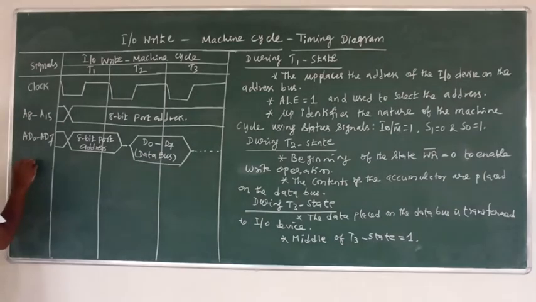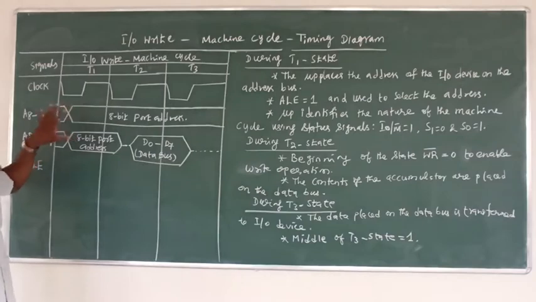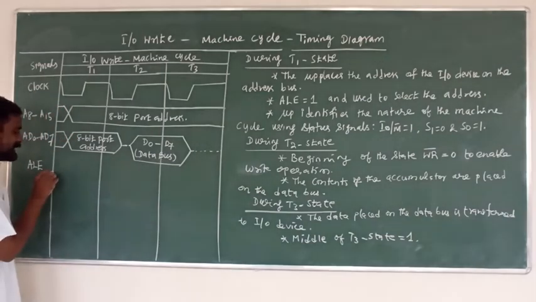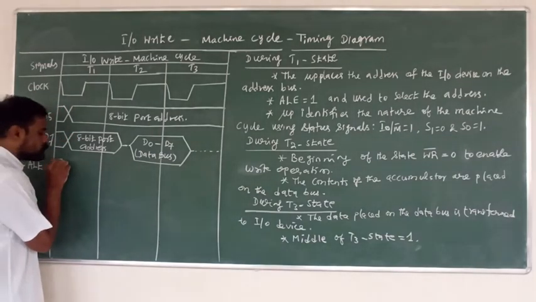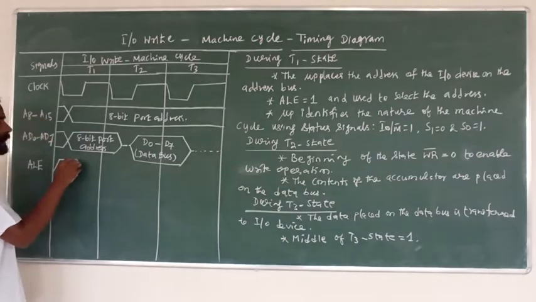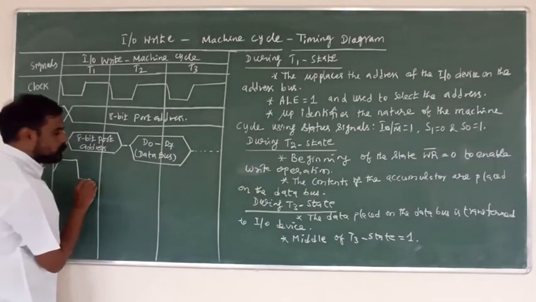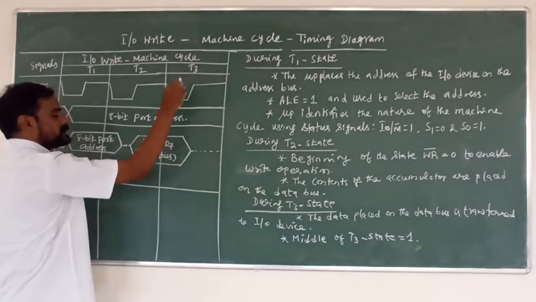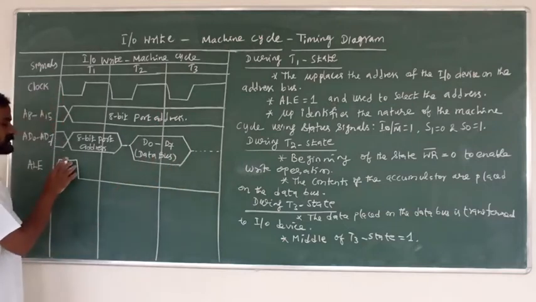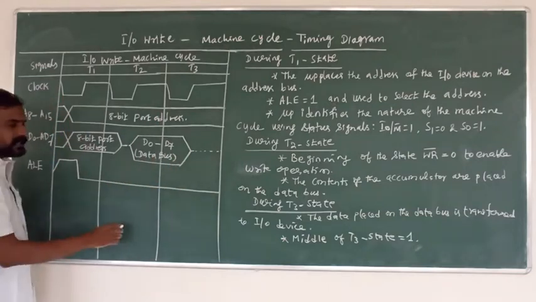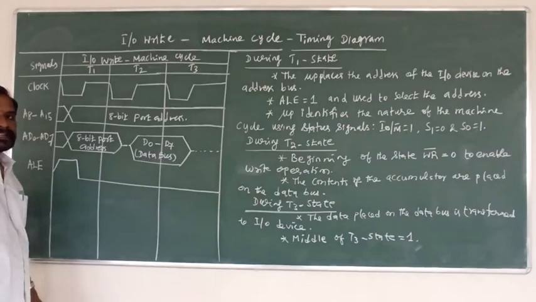Next, the ALE signal. First, to select the address. Initially the ALE signal goes to high, and in the middle of T1 it goes to the low state, up to the end of T3. Here it will select the address bus and here it will select the data bus.